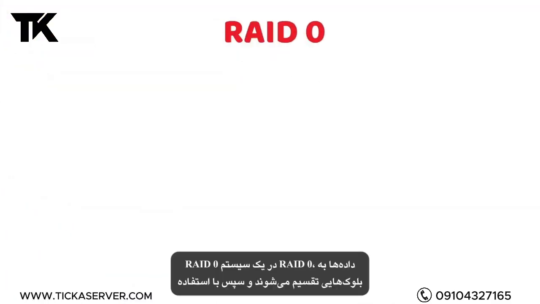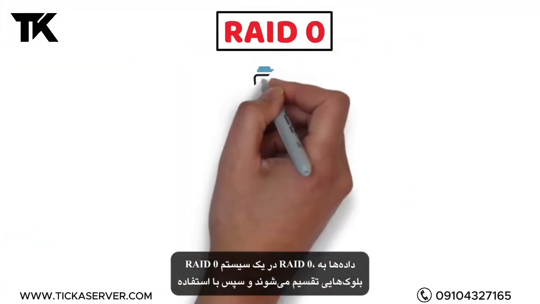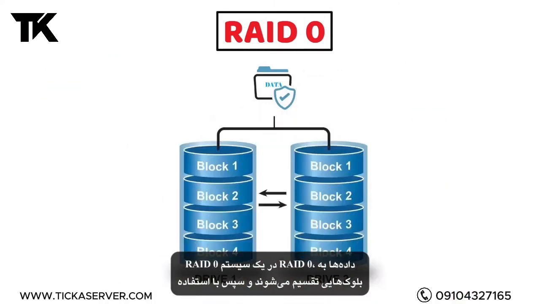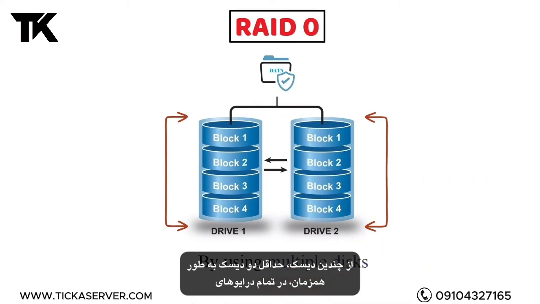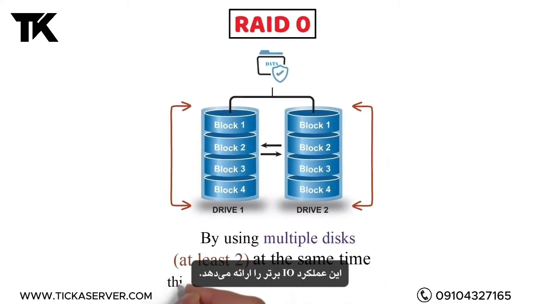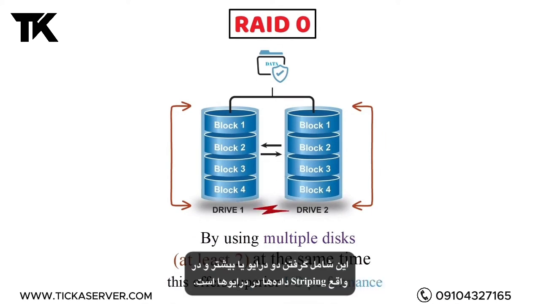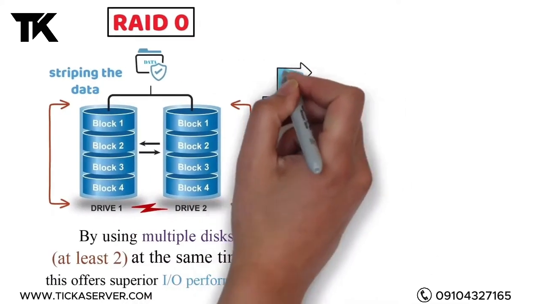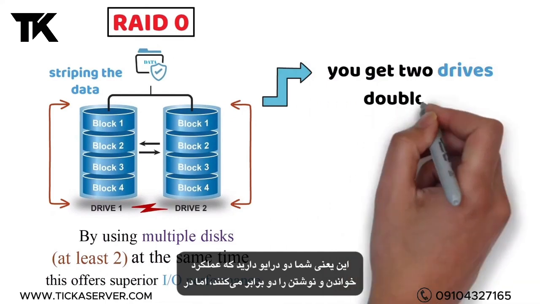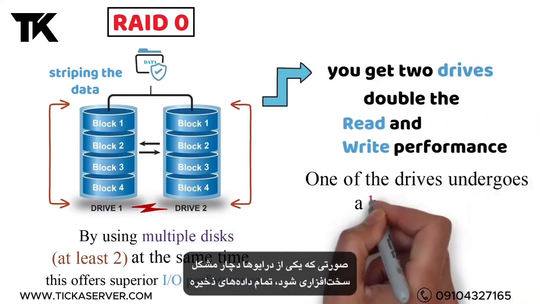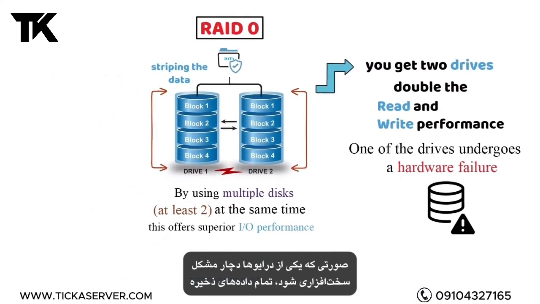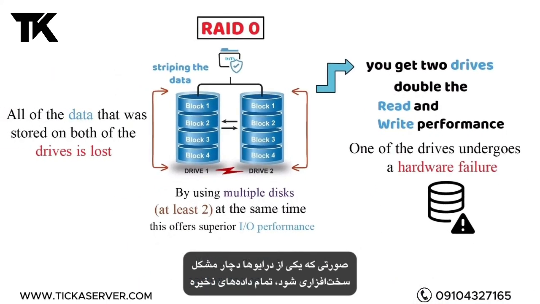RAID 0. In a RAID 0 system, data is split up into blocks and then gets written across all of the drives in the array. By using multiple disks, at least two, at the same time, this offers superior I/O performance. It involves taking two drives or more and actually striping the data across the drives. This means you get two drives, double the read and write performance, but in the event that one of the drives undergoes a hardware failure, all of the data that was stored on both of the drives is lost.